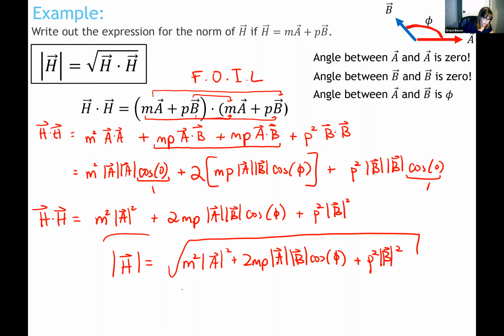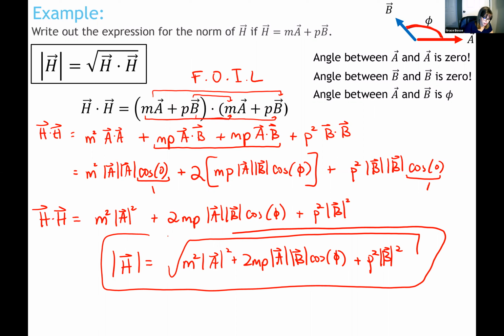So there is my final answer for an expression for vector h, the norm of vector h, in terms of these other vectors and the angle between them. All right, so this is very similar to an apply your knowledge homework problem that you're assigned. And so you can use this and follow the steps and try to do that problem after watching this and try to see if you can do it on your own.